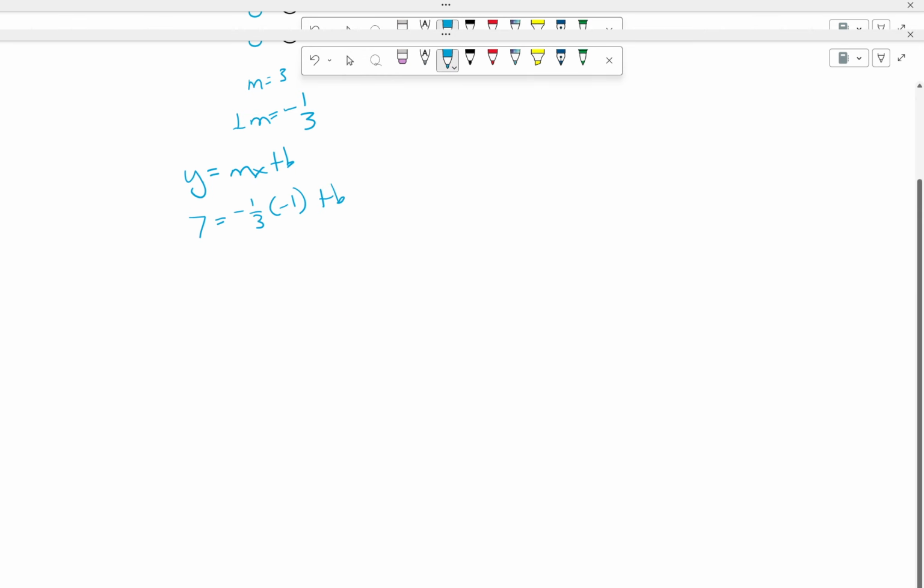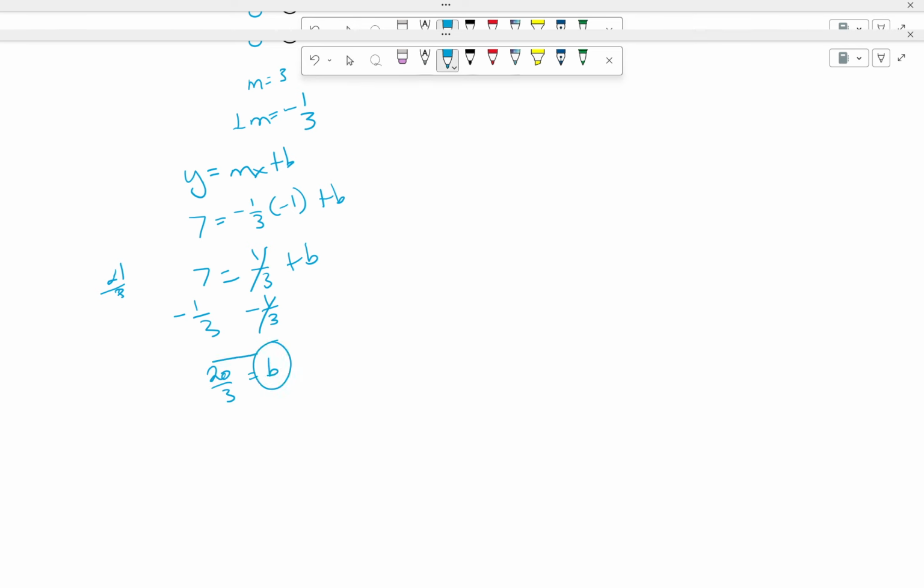Okay. So then we have 7 is equal to 1/3 plus b. Subtract 1/3 from both sides. It's going to cancel out. Remember, 7 in terms of thirds is going to be 21/3. Goodness, I'm having some issues with my pen here. So 21/3 minus 1/3, when we subtract, is going to give us 20/3, and that's going to be our new b.